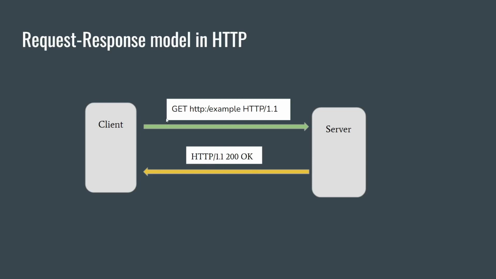I forgot to mention that as a part of the request, we usually have some kind of headers, and we have an optional body. We're going to talk about that later on, but basically headers are additional information about the requests and responses, and the body is something that we use to provide some kind of data.